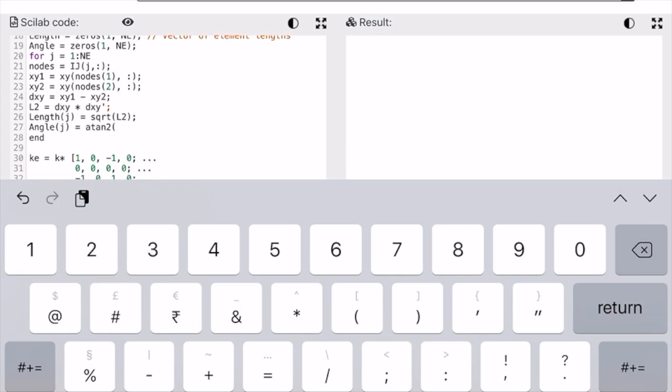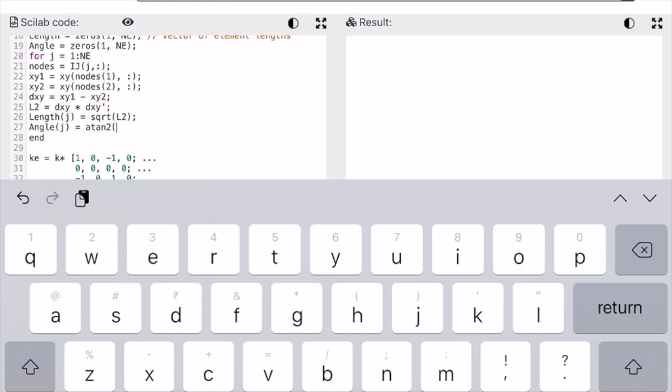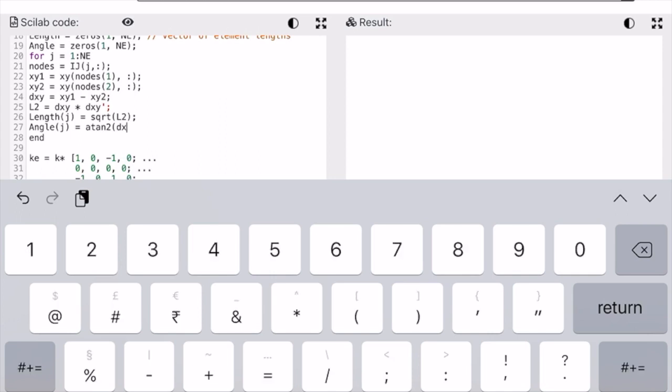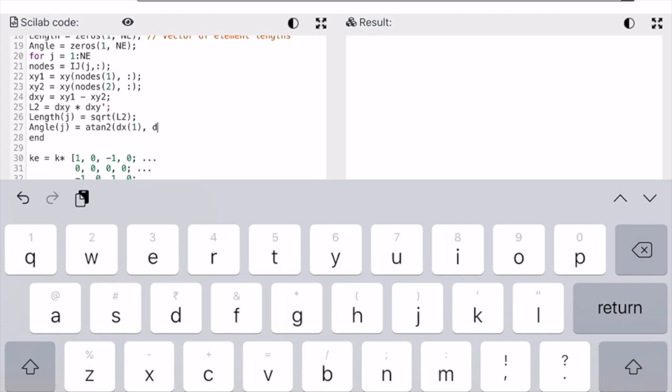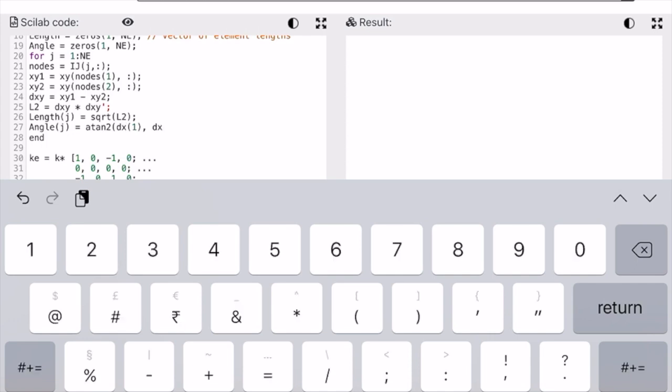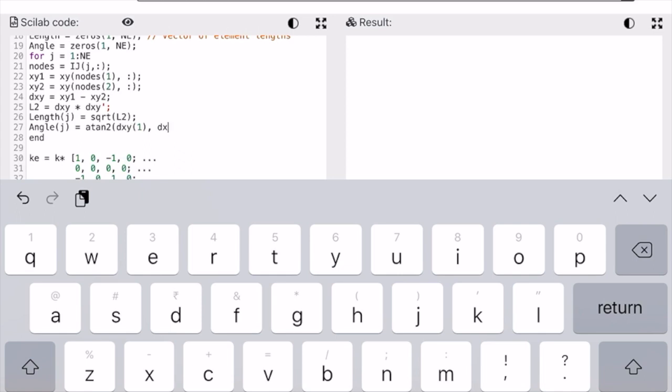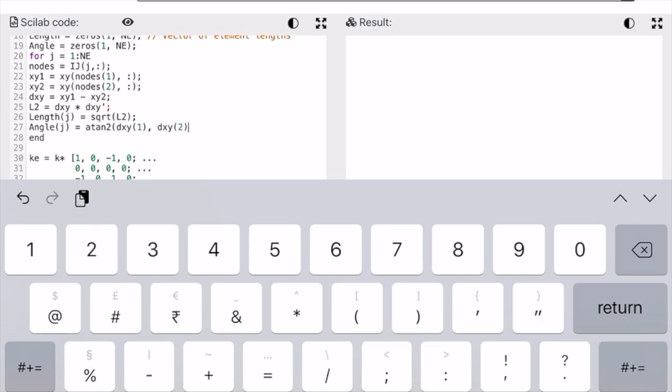So let's see. Maybe the x comes first, we will check it later. So let me write like this, dxy1, sorry, it should be dxy1. This is difference in x, and dxy2 should be difference in y.